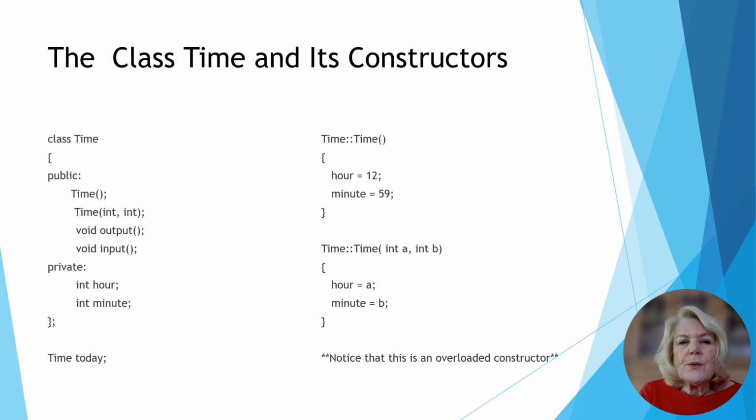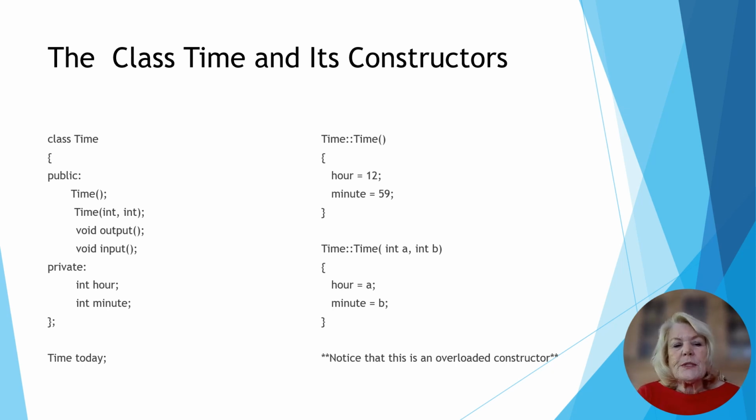This slide shows the new definition of the time class. You'll notice that we have two functions that are public, that they are the constructors. Time without any arguments is the default constructor, and time given two integers is another constructor. The constructor on the top is a default constructor because it does not have any parameters. This constructor sets the hours and minutes to specific values. The constructor on the bottom allows the user to set the values for hours and minutes.